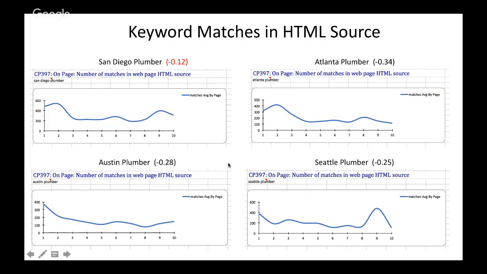And what's interesting here is the keyword stuffing all kind of dialed into the same amount. They all approached around 400. So it looks like plumbers everywhere stuff to the same degree. There may be an opportunity hidden there.